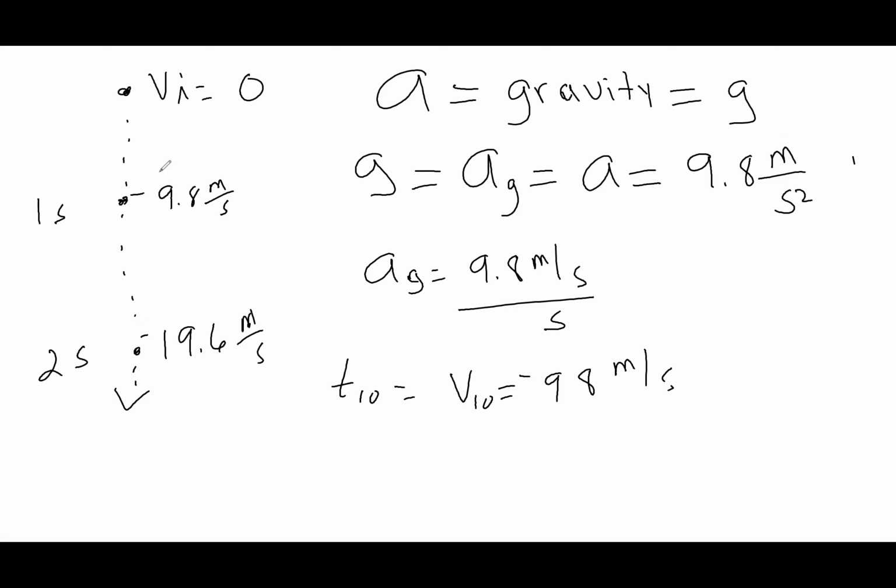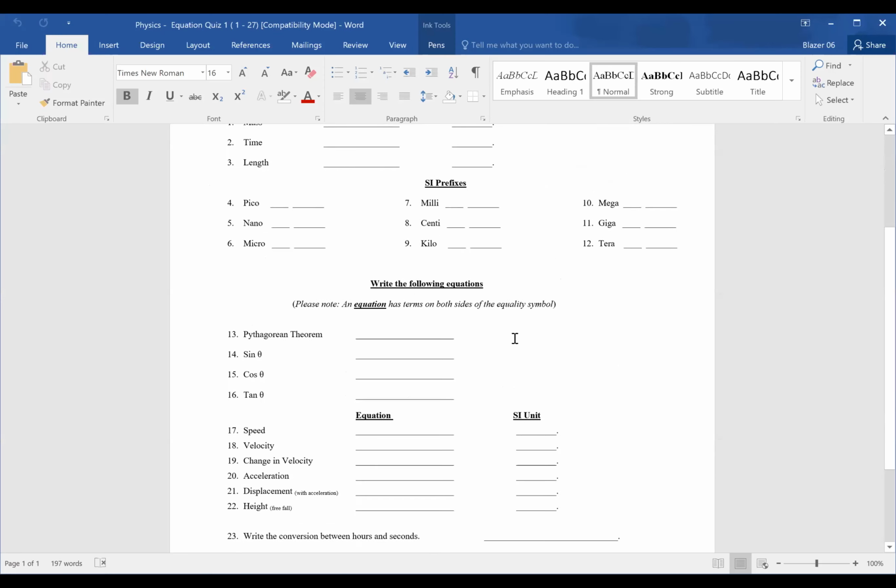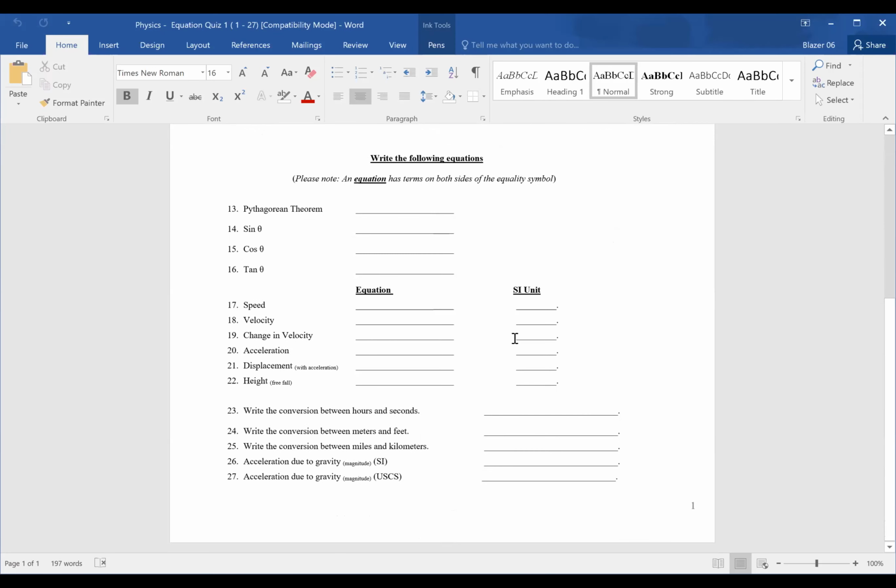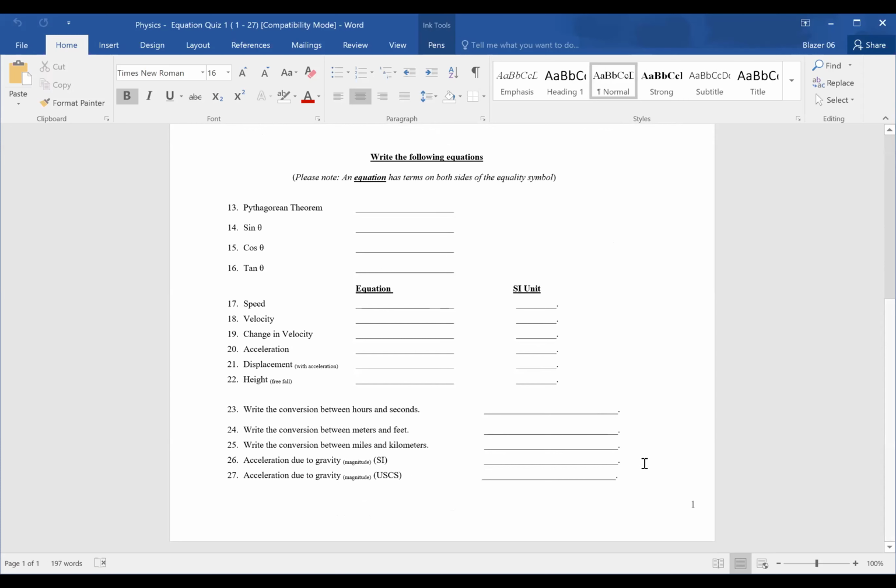Now, let's put that value on our equation quiz. So let's do that very quickly. Let's go to our original equation quiz here. Now you notice we've put almost everything on this sheet. So now we're able to go to number 26.